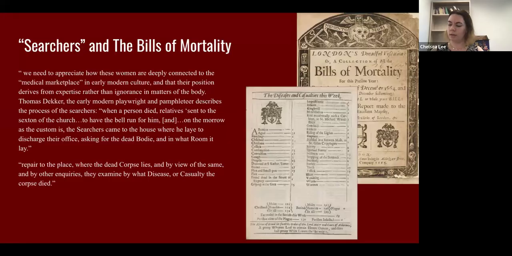In the description of the searchers, we see these female figures engaged in diagnostic readings of the body to locate causes of death, an occupation that also caused them to become familiar with signs and results of illnesses.